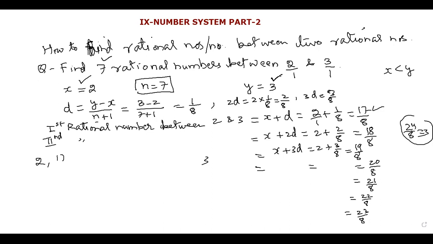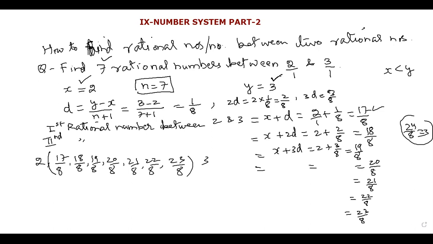17 by 8. If you go back, 16 by 8 will become 2. 17 by 8, 18 by 8, 19 by 8, 20 by 8, 21 by 8, 22 by 8, and 23 by 8. If you write 24 by 8, it will become 3. So you got 7 rational numbers between 2 and 3. This is the way to find the rational numbers between two rational numbers.